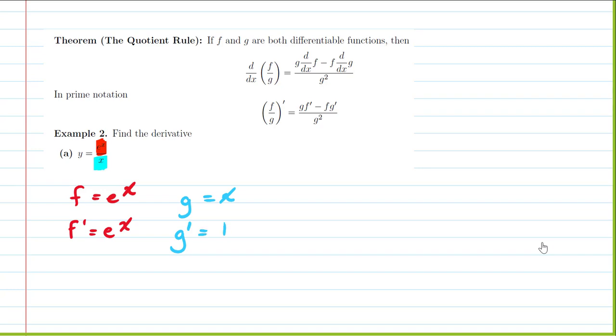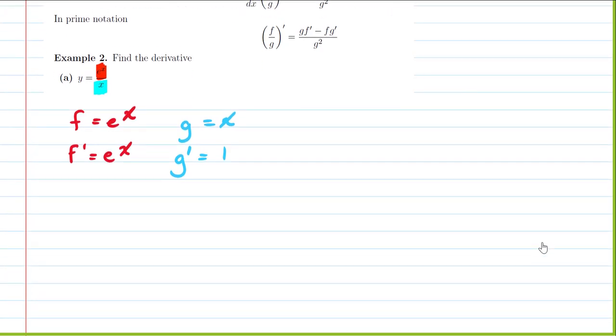So far, the quotient rule is exactly the same as the product rule. We identify f, we identify g, we take our appropriate derivatives. The only thing that's really different is when we plug in, we just have to use our formula. So we have g times f prime, and we are going to subtract from that f times g prime, all over g squared.